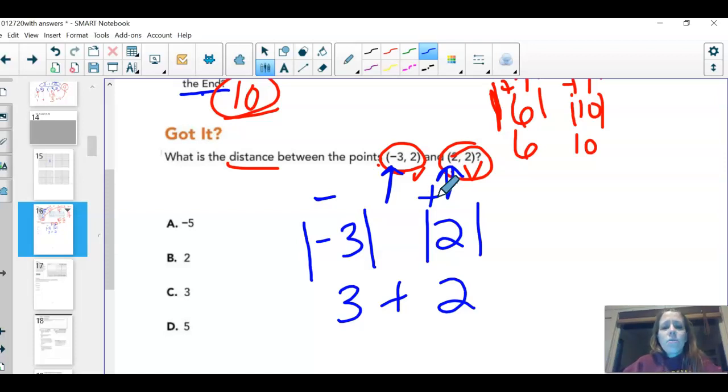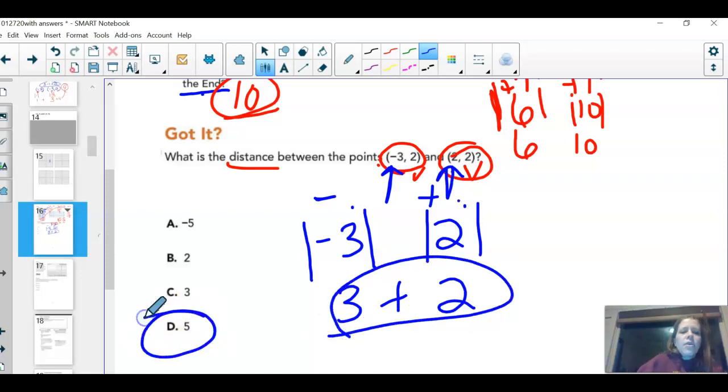Okay, they're different symbols. Este es negativo y este es positivo. This is negative and this is positive. So 3 plus 2 equals 5. So the answer equals 5. Let's go ahead and double check it.